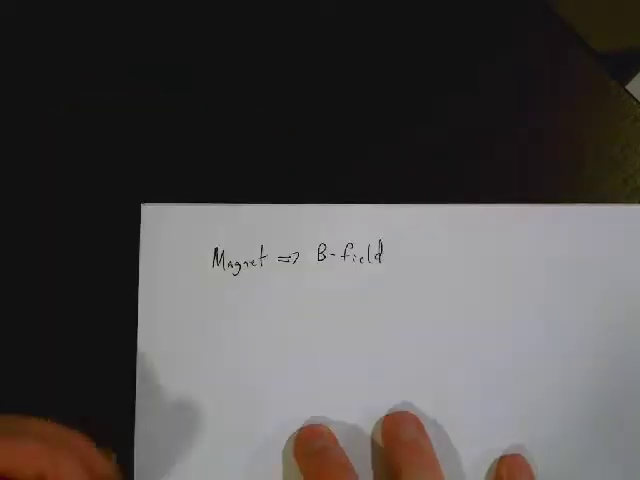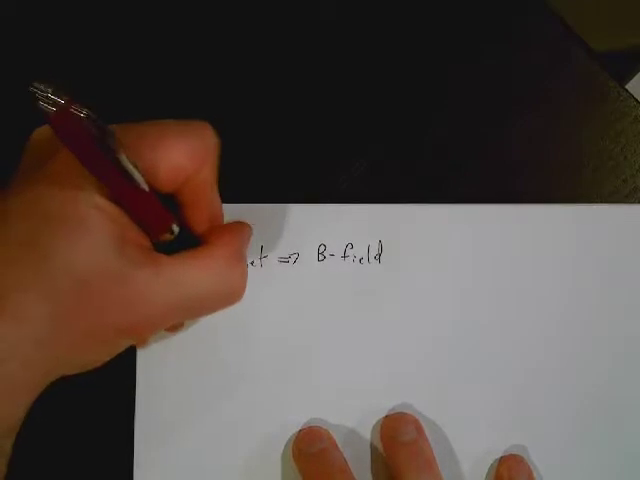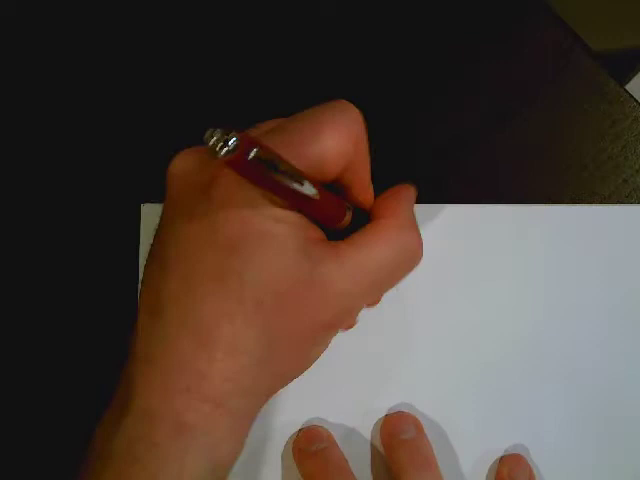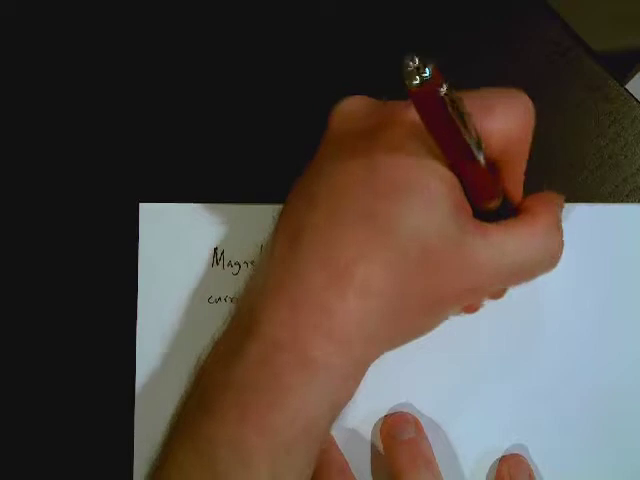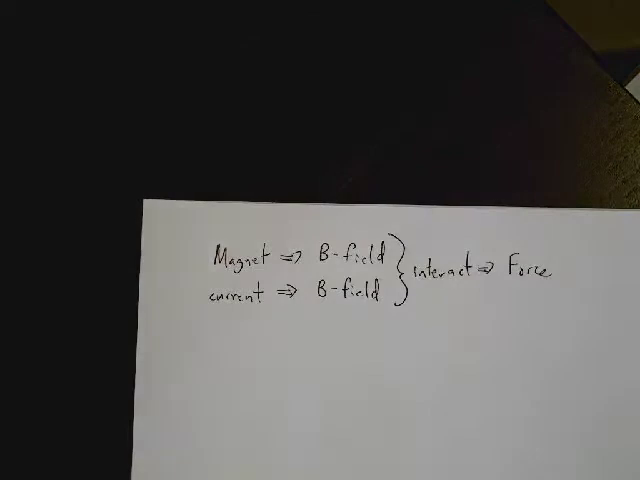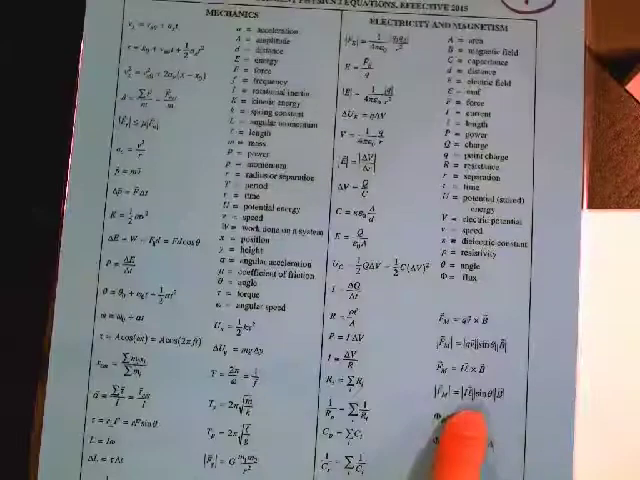All right, then from there we said, well, if you have a magnet, around a magnet is a magnetic field, and if you have current, around current is a magnetic field. And then we said, well, what happens if these two interact? Well, you get a force. It's either going to be an attractive force or a repulsive force. And then this leads us to these two equations.